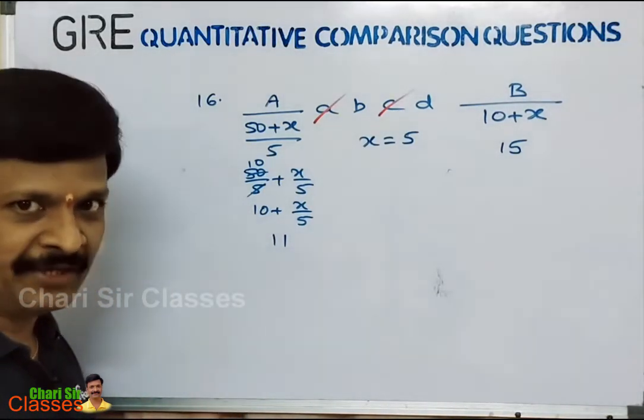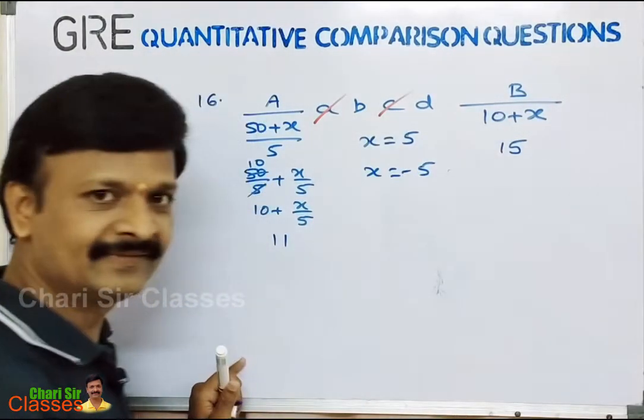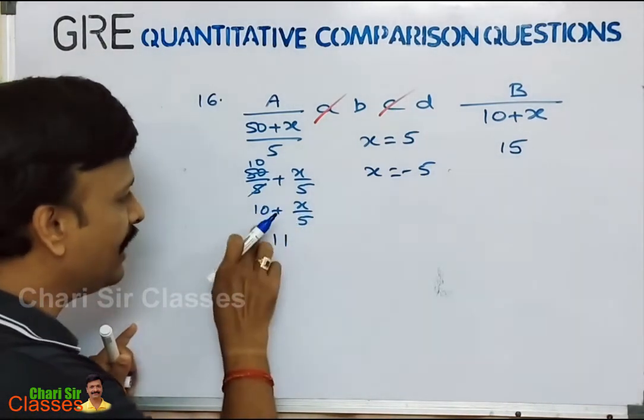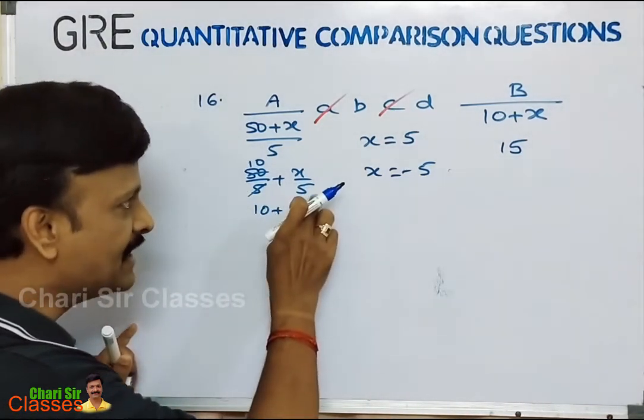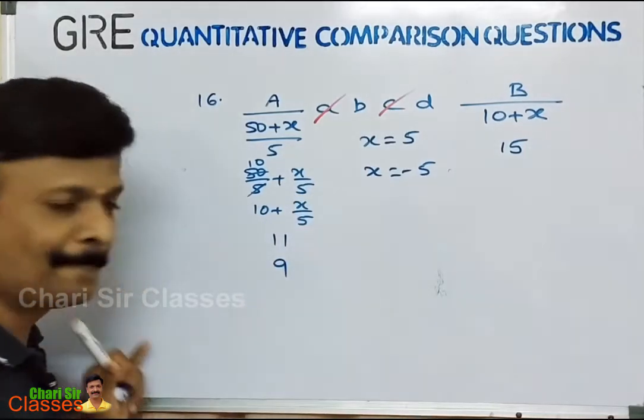What may be the good value? The good number may be negative. We'll try x equal to minus 5. Just from here we'll see 10 minus 5 by 5, that is minus 1. 10 minus 1 is 9.